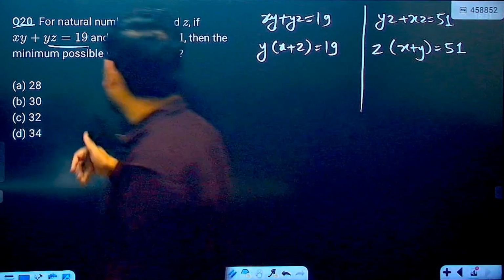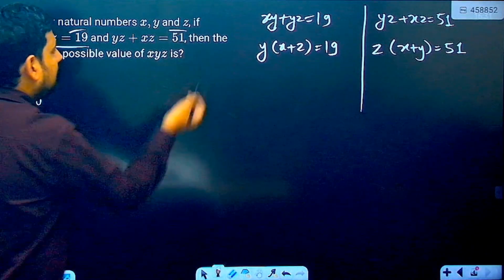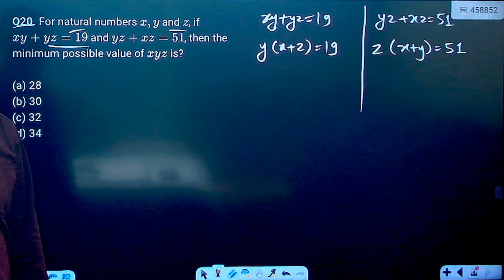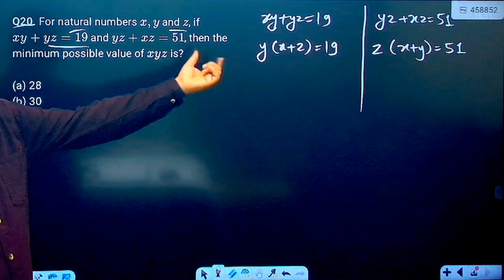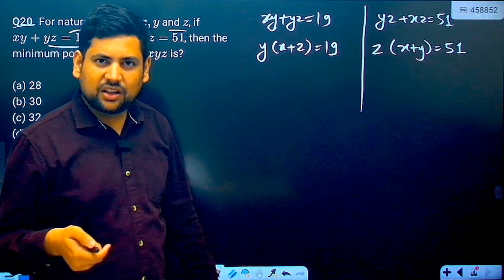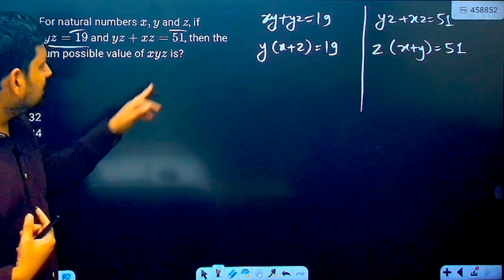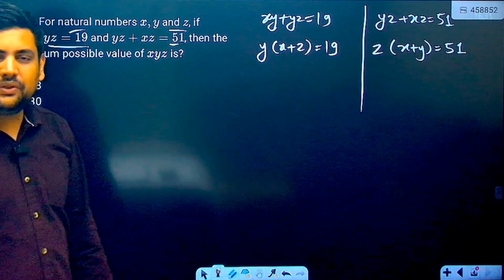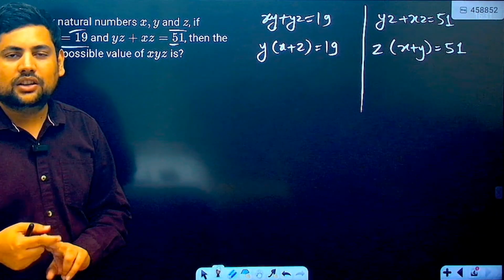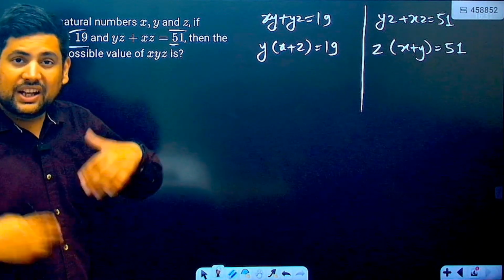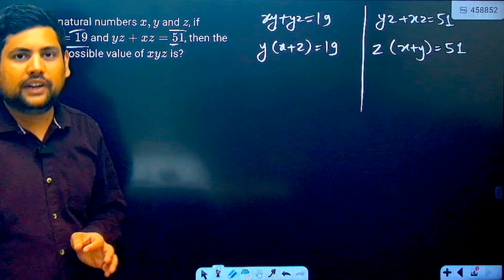Now, I really like these two numbers, 19 and 51. I really like them. Why? Because this is a prime number, and what is 51? 51 is straight away multiplication of two prime numbers, that is 3 and 17. So 3 into 17 is 51. That means they don't have a lot of factors.